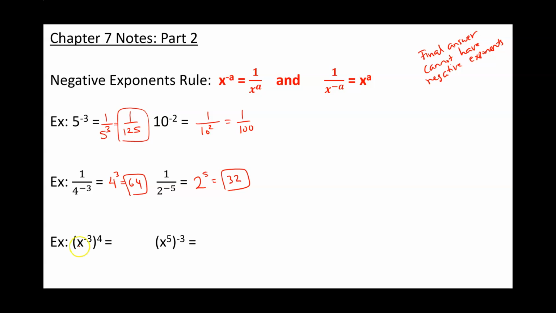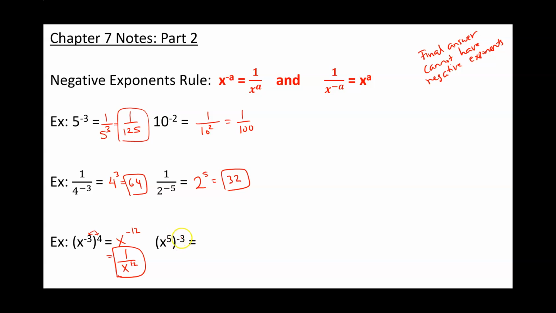The next example, we have x to the -3rd raised to the 4th power. When you have a power to a power, you multiply the exponents. This gives you x to the -12th. Once again, our final answer cannot have a negative exponent, so we move it to the denominator to make the exponent positive, and this becomes 1 over x to the 12th.